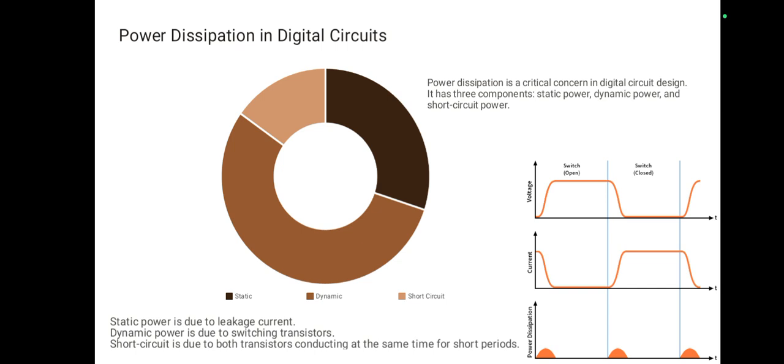Static power is due to leakage current, dynamic power is due to switching transistors, and short circuit power is due to both the transistors conducting at the same time for a short period during intermediate stages, as we can see from the graph. The transistors operate at different rates and switch at different positions. Also, the lagging occurs at the same time for a short period. That's where the short circuit power is coming from.